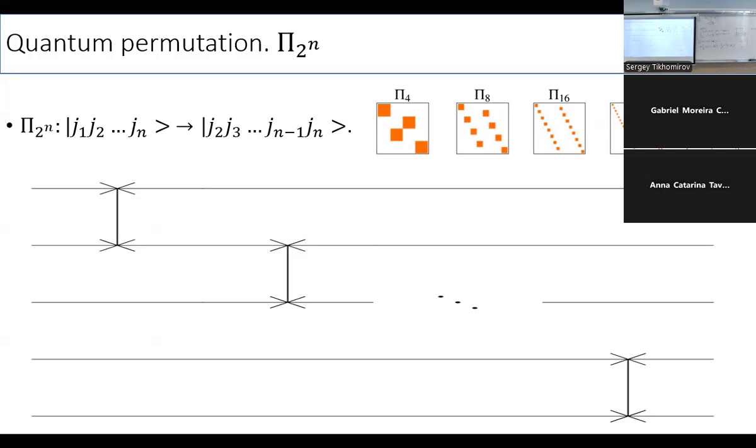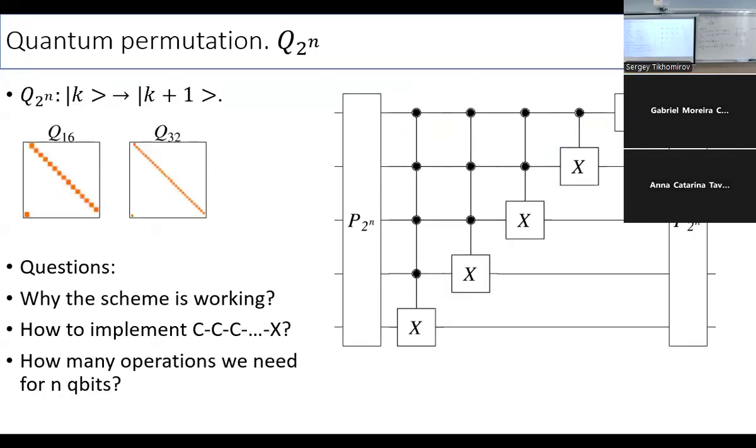But now let me come to real quantum computation. So if Altan insists, everything was warmed up to this question. Let us consider a permutation which will move a basis state k to basis state k plus 1. Here is the matrix corresponding to it.